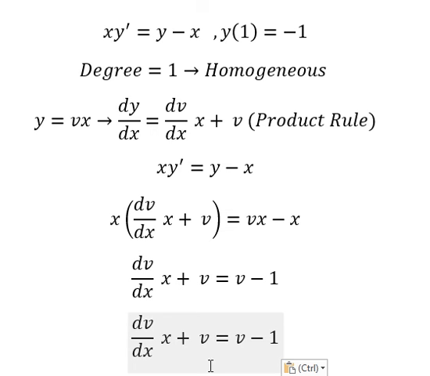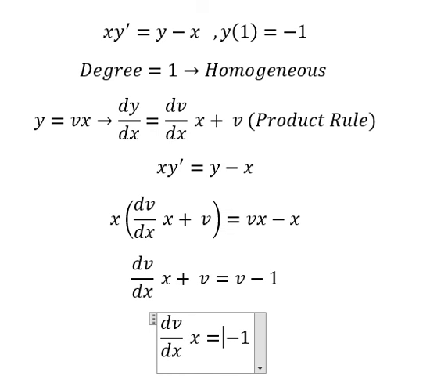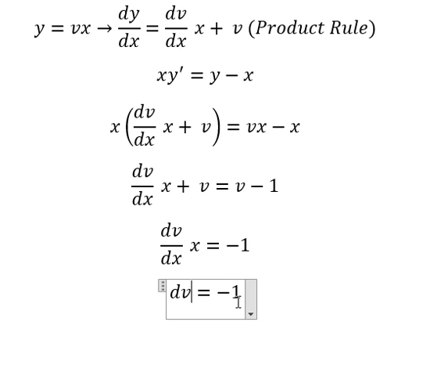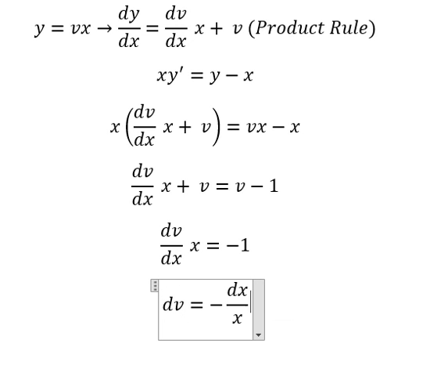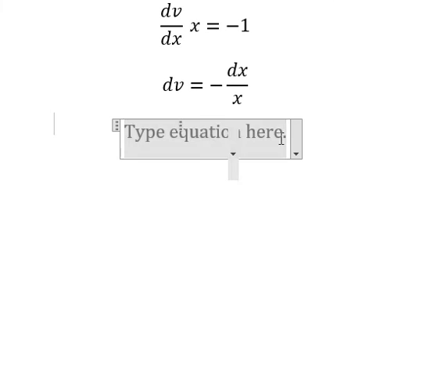Now, v and v we cancel for both sides. Next, ds and s I will put on the right. Next, we put the integration for both sides.